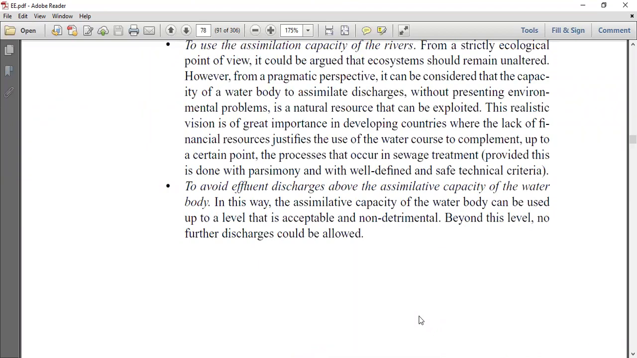So, to avoid effluent discharge above the assimilative capacity of the water body. In this way, the assimilative capacity of the water body can be used up to a level that is acceptable and non-detrimental. Beyond this level, no further discharge would be allowed.